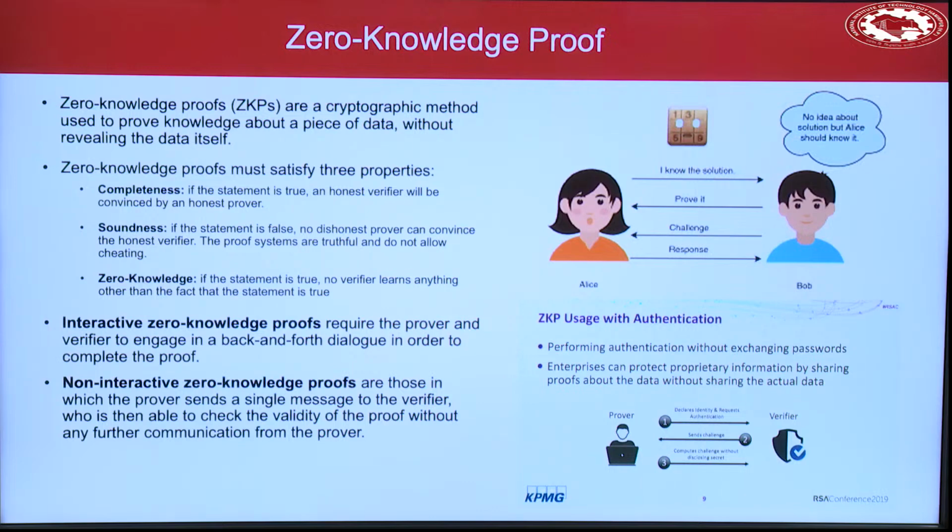So there are 3 properties of zero knowledge proof. 1, completeness. We say if the statement is true, an honest verifier will be convinced by the honest prover. The verifier is who is verifying, and the prover is who is proving that he is part of the system. Soundness: if the statement is false, no dishonest prover can convince the honest verifier. Proof systems are truthful and do not allow cheating.